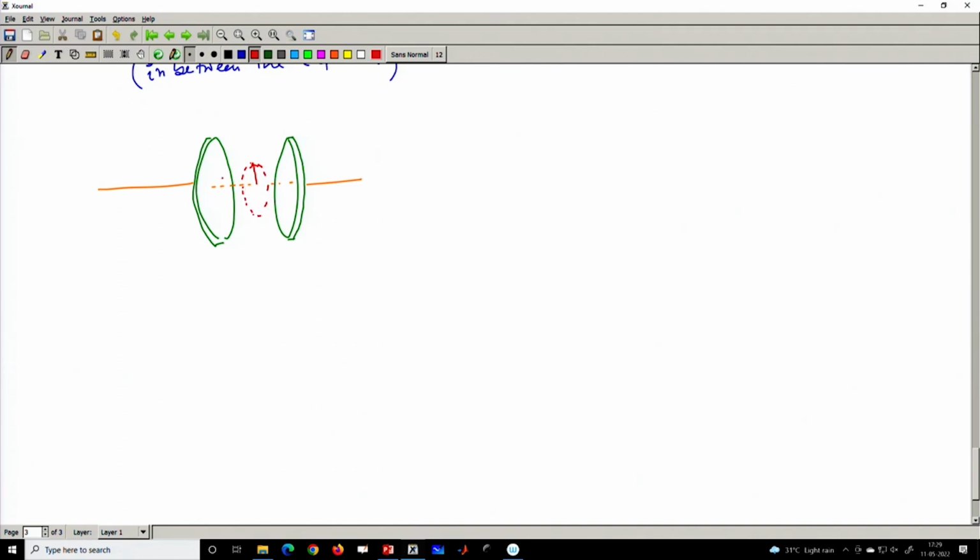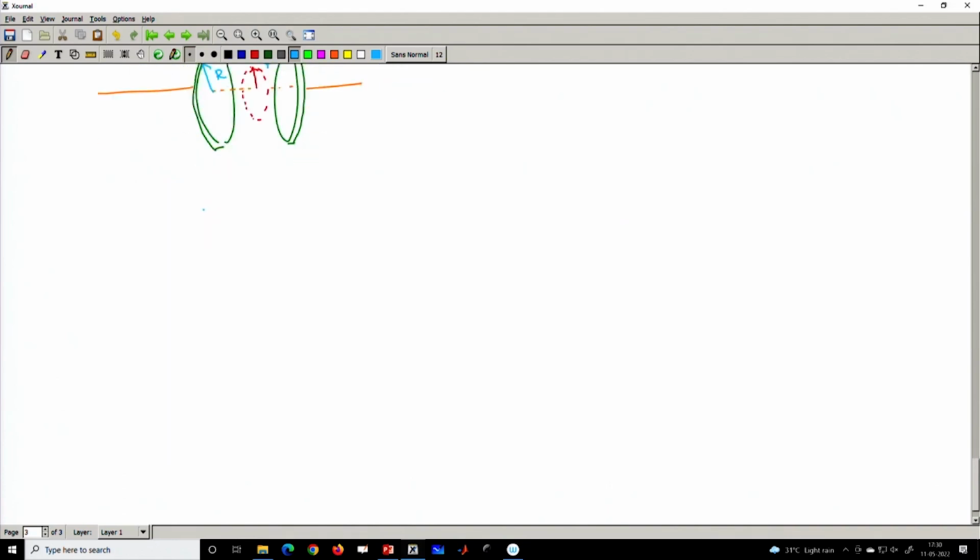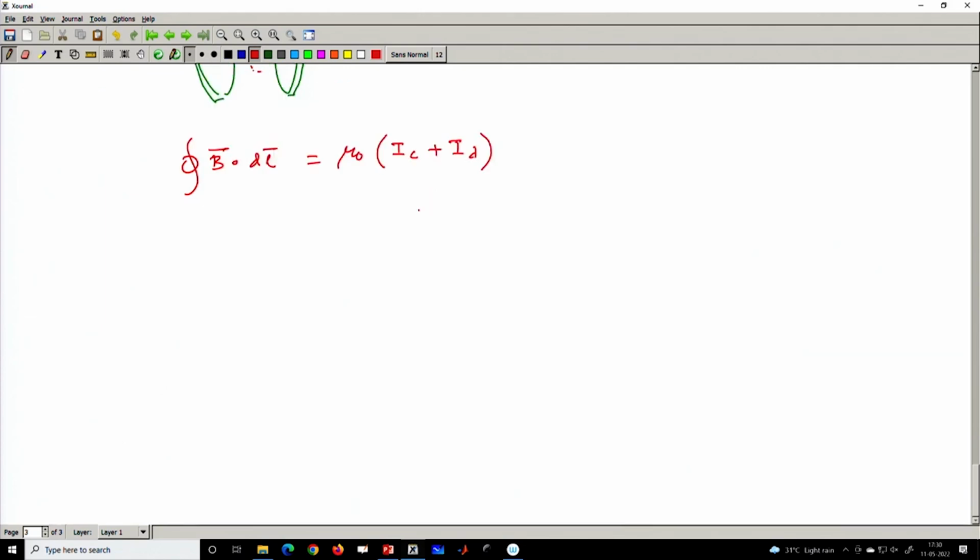If I make a circle, note that this is R and the radius is smaller, less than R. Again, if I calculate like this, the integration of B dot dl is equal to mu 0 (IC plus ID). In general, ID is the displacement current, and IC is the conduction current, that is the current that is conducting.